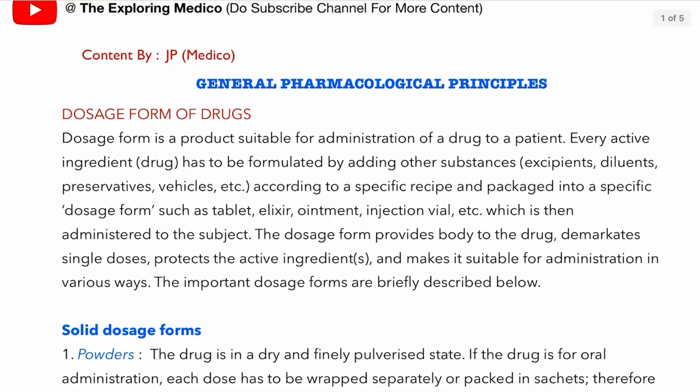So I am back with the Pharmacology series, another section of general pharmacological principles, in which we are going to discuss the dosage form of drugs. In the last section, we discussed the types of drugs, orphan drugs, and the nomenclature of drugs. So today we are going to discuss the dosage form of drugs.